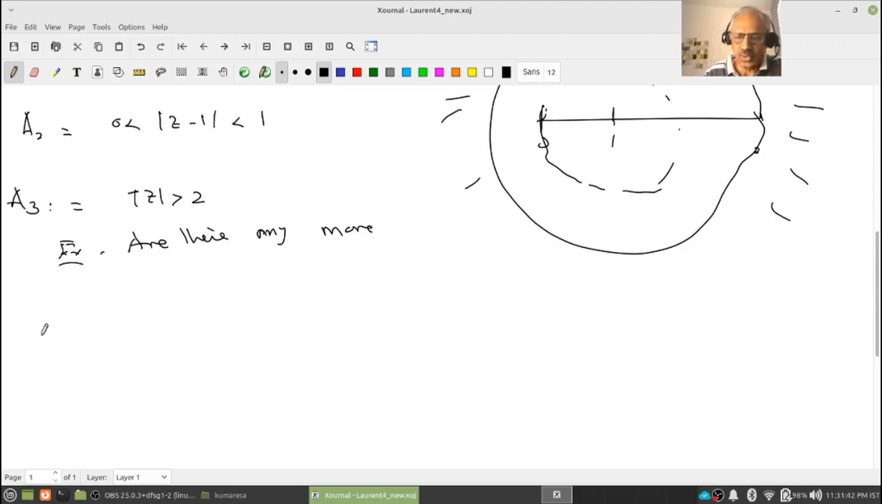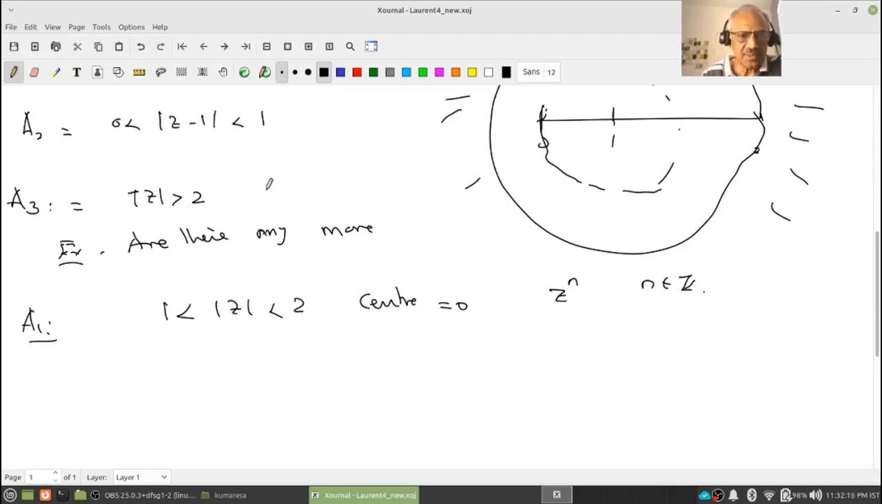So first let's look at annulus 1, which is 1 less than mod z less than 2. What is the center of the annulus? 0. Therefore the Laurent series should involve powers of z to the n, where n is an integer. In the case of A2, the center of the annulus is 1, therefore my series should be in powers of z minus 1, something like (z minus 1) to the power n, where n could be any integer.